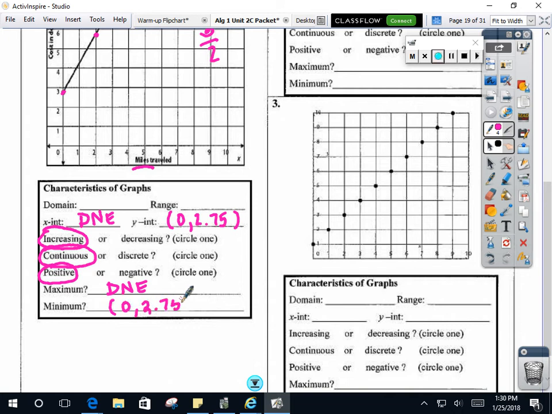Correct. Okay, now before I teach domain and range, I want you to go over to number 3 and try the x-intercept, y-intercept, and all below it. Okay, try that, starting where we did, try everything below it for number 3.